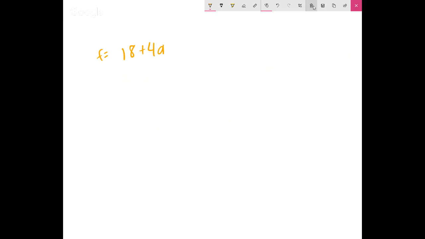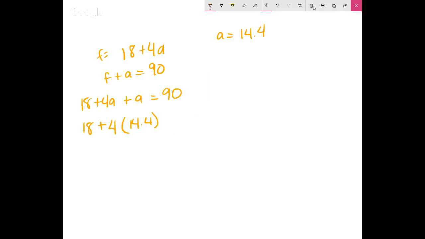And remember the equation: F plus A equals 90, right? And 18 plus 4A is F. Plus A equals 90. We solved for A. A is equal to 14.4. All right, cool. That means we go back to the equation and plug in for what A is. So we got 18 plus 4 times, not A, but now 14.4, plus not A, but 14.4, equals 90.